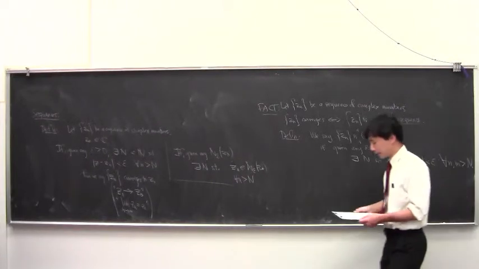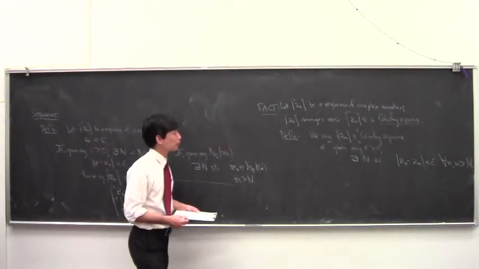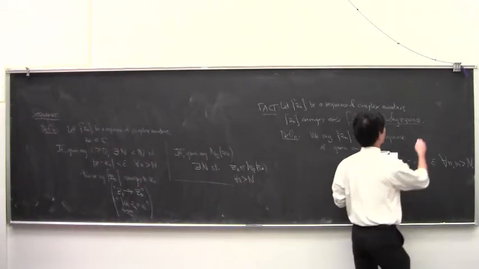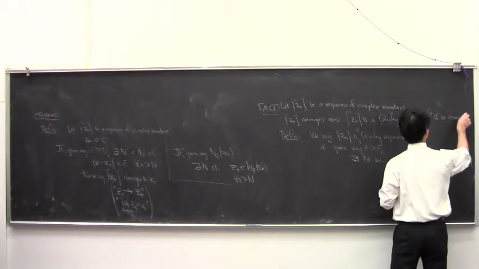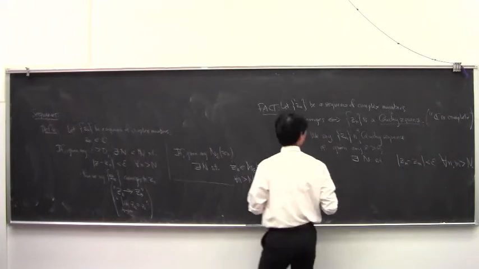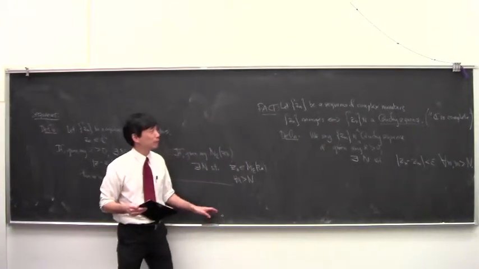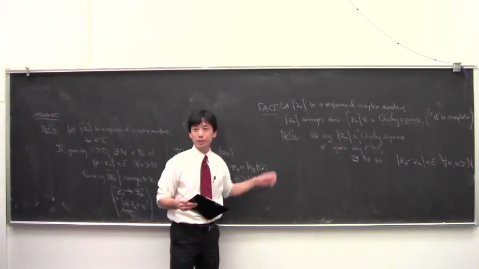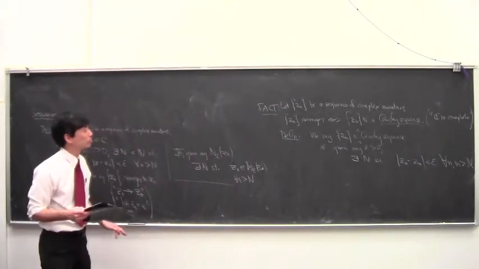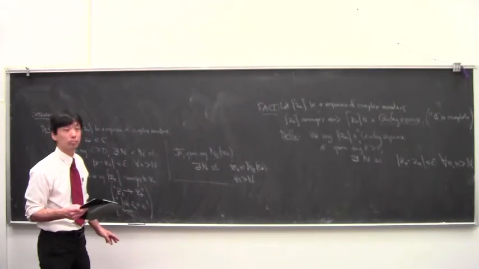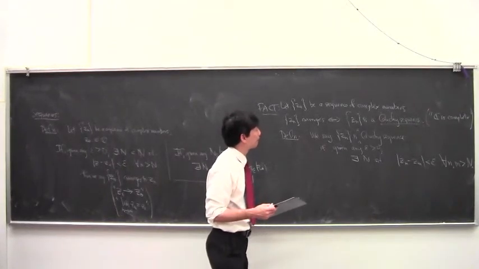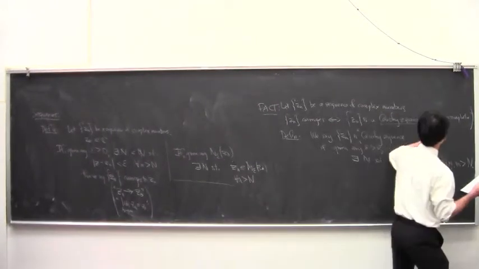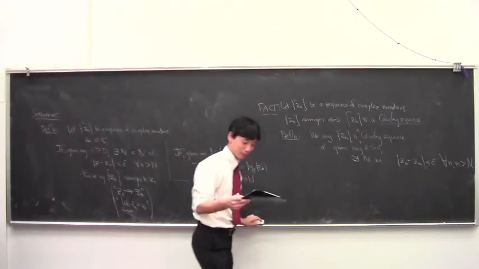That's a deep fact. So we're not going to prove that. This is what's abbreviated as C is complete. When one says something is complete, one means that Cauchy sequences are convergent sequences. No, wait. That's not the complete. Sorry. That's not the complete.